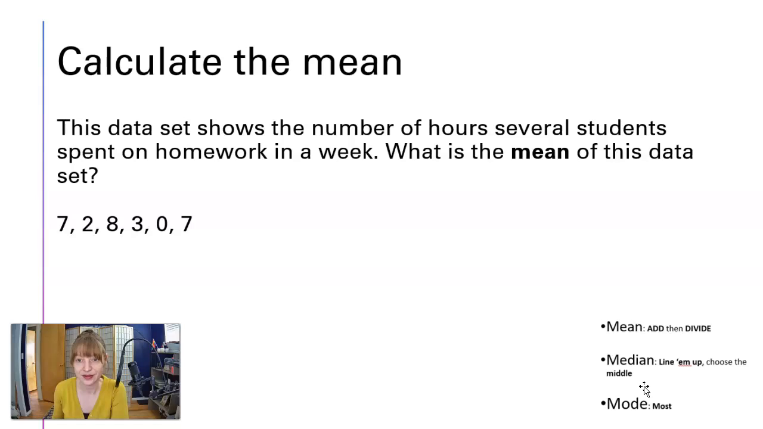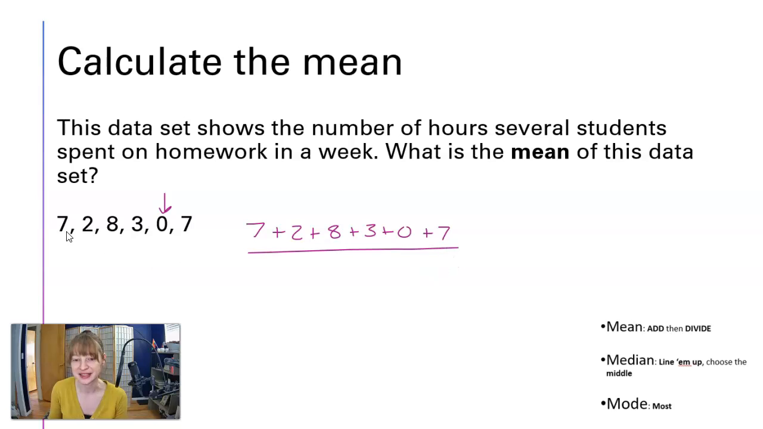number. So in this case, we have a question that says, this data set shows the number of hours several students spent on homework in a week. What is the mean of this data set? So to do the mean, we're going to add these numbers together on top. Remember, 0 is a valid data point. It does count as one, so we include it.